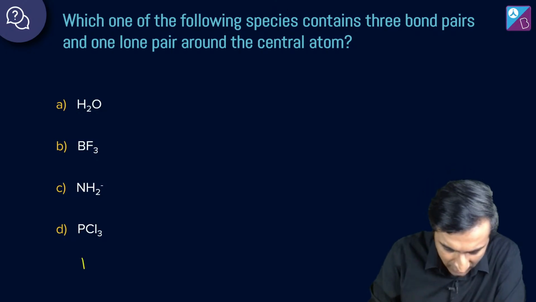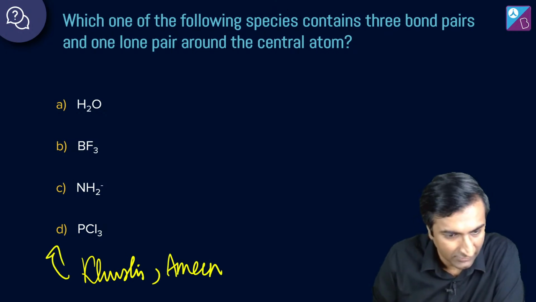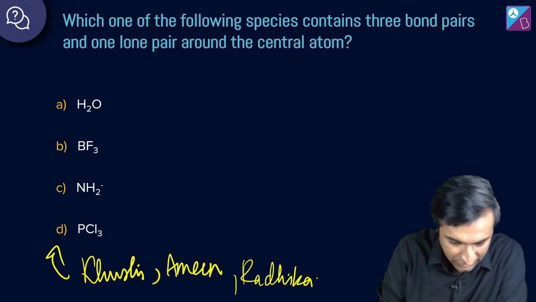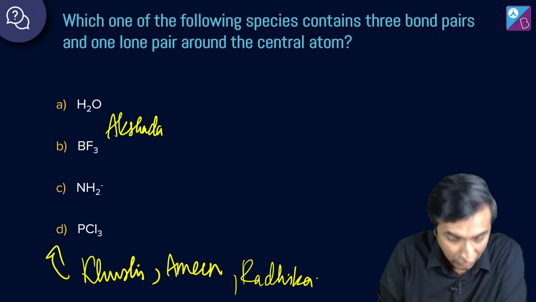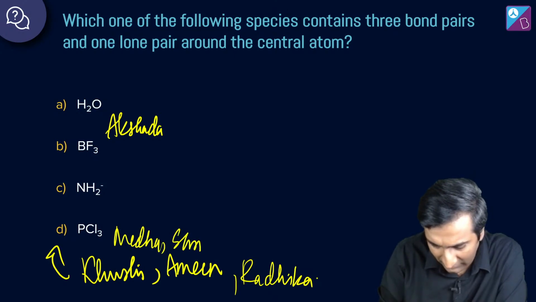Okay, Khushi and Amin are saying PCl3. Okay, what about the rest of you? Radhika is also seeing this, but बाकी लोग कुछ और बोल रहे थे, है ना? Akshada is going with B. Okay. Shridula is also going with D. Medha, Shridula. Okay, sweet. Let's go ahead and solve it then. I think you guys have the hang of it.